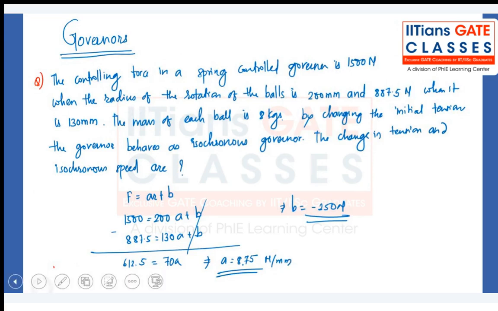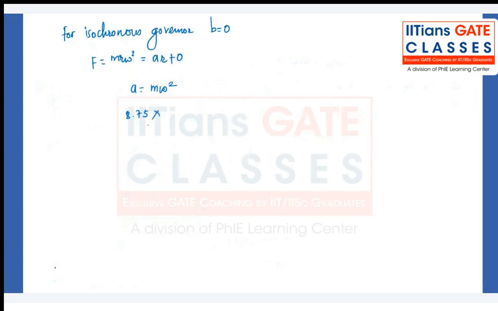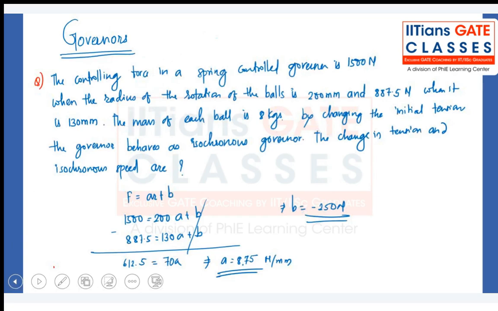Okay, into 1000 is equal to 8 omega square. And this implies how much? And omega is equal to 2 pi N by 60. So the answer which they are asking, yeah, the options are in terms of RPM and the Newton.